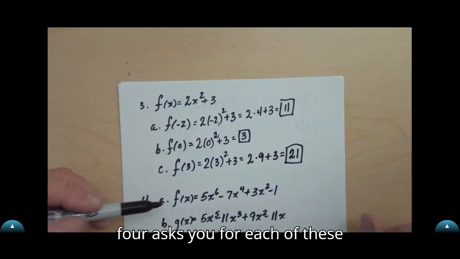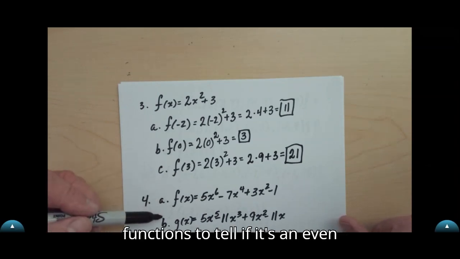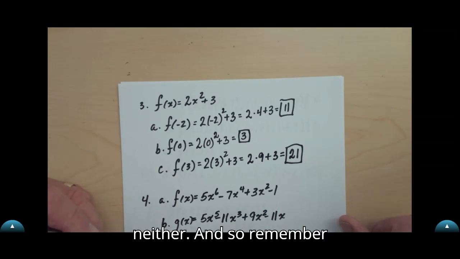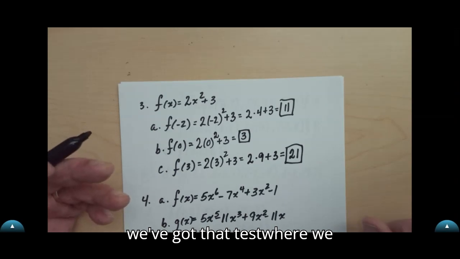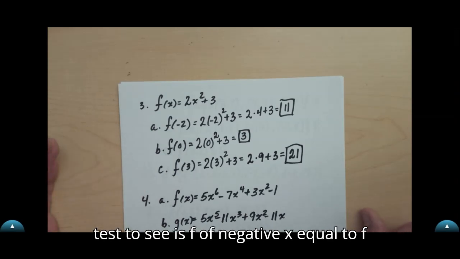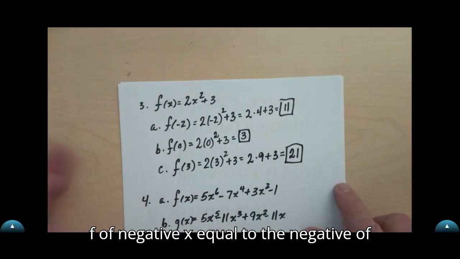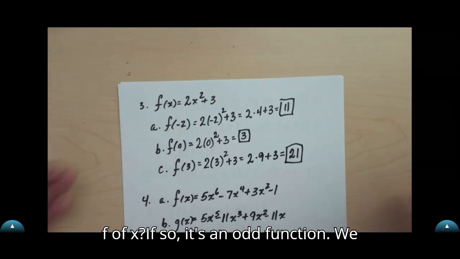Problem 4 asks you for each of these functions to tell if it's an even function, an odd function, or neither. And so remember, we've got that test where we test to see: is f of negative x equal to f of x? If so, it's an even function. Or is f of negative x equal to the negative of f of x? If so, it's an odd function.